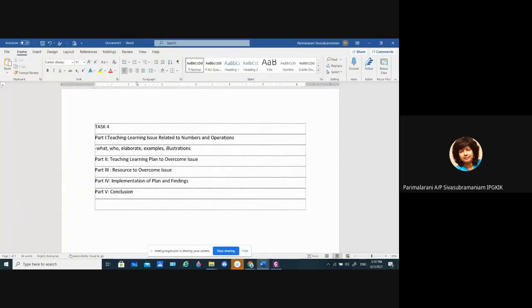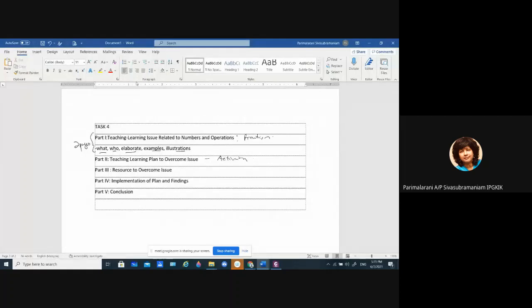Okay, in part 1, you talk about your teaching learning issue related to numbers and operations. You can put whatever topic you want, say fractions. And then what is the issue? Who said this issue existed? Elaborate, give details of the issue, give examples using drawings and illustrations. Okay, this is already part 1. We discussed earlier that you can do this in 2 pages. And then part 2, your teaching learning plan to overcome the issue. This is actually an activity.